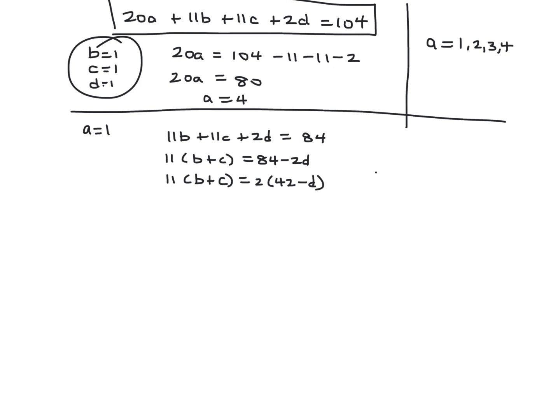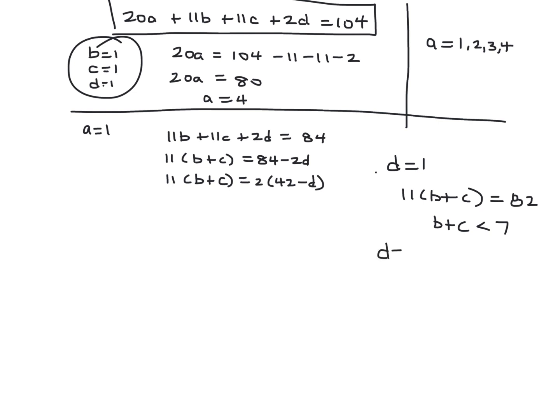Okay, so if D was 1, then this 11 times b plus c would be equal to 41 times 2, which is 82, I believe. So that means b plus c has got to be 82 divided by 11, which is about 7. So it's got to be less than or equal to 7, I believe. Yeah, I don't think it can equal 7, because then it would be 77, so that wouldn't work. So it's got to be less than 7, I think. Yeah, that's probably the better way of thinking about it.